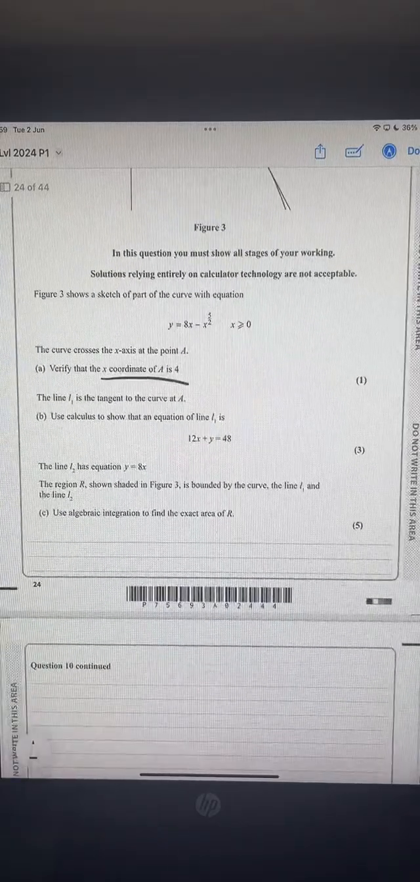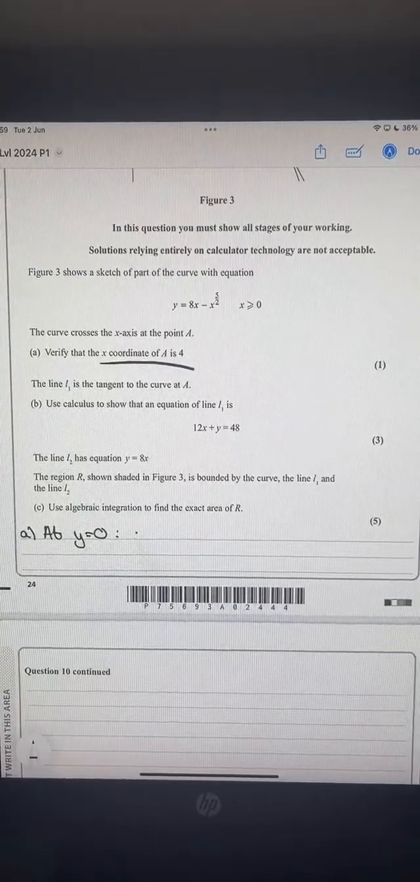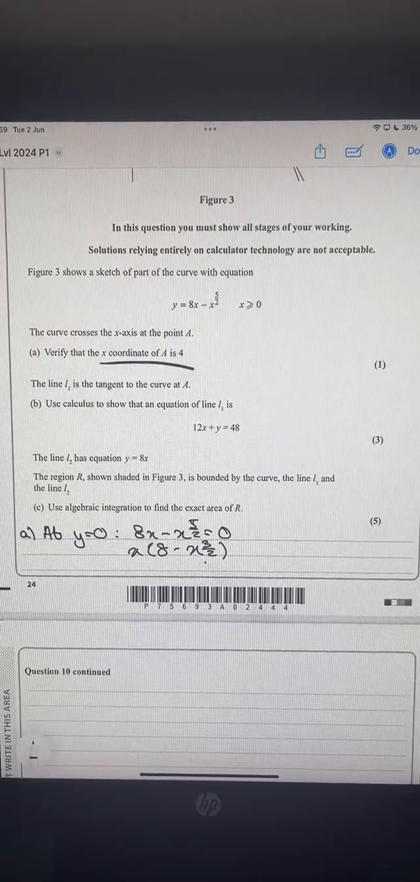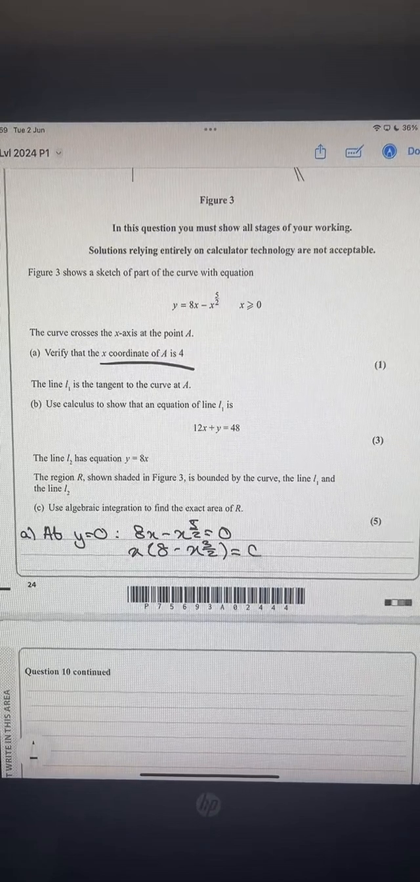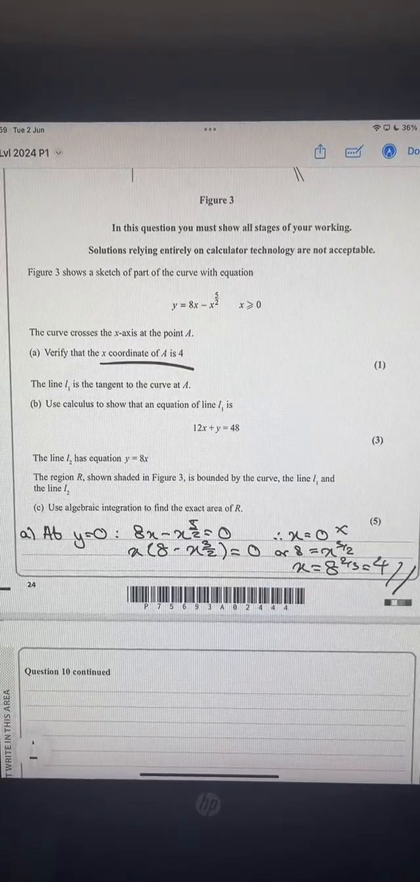When I did this, I did it the other way. I solved for it and showed it. Both are fine. So at y equals 0, we have 8x minus x to the 5 over 2 is equal to 0. So I'm solving for x, so I'm going to factorize that out. 8 and then minus x to the 3 over 2, because x to the power of 1 times x to the 3 over 2 is x to the 5 over 2, because 1 plus 3 over 2 is 5 over 2. That's going to be equal to 0. And then we know that therefore x is equal to 0, but that's not A, or 8 is equal to x to the 3 over 2, and then just solve that: x is equal to 8 to the power of 2 over 3, which is equal to 4. And hence we've proven that.